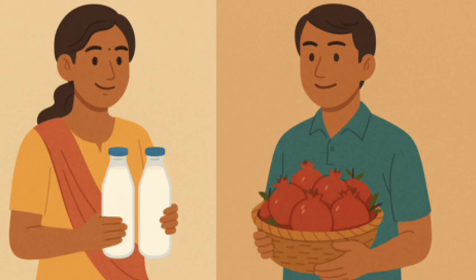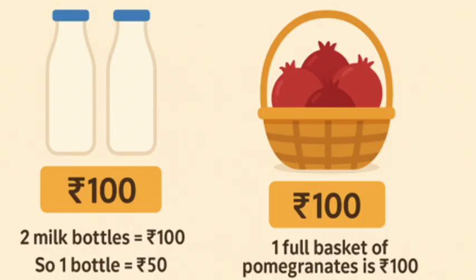Now let's compare. Salma buys 2 bottles of milk for 100 rupees. Kiran buys 1 basket of pomegranates for 100 rupees. Which costs more, 1 bottle of milk or 1 pomegranate? Yes, 1 milk bottle costs more because 2 bottles is equal to 100 rupees, so 1 bottle is equal to 50 rupees. While 1 full basket of pomegranates is 100 rupees and it has many pomegranates.